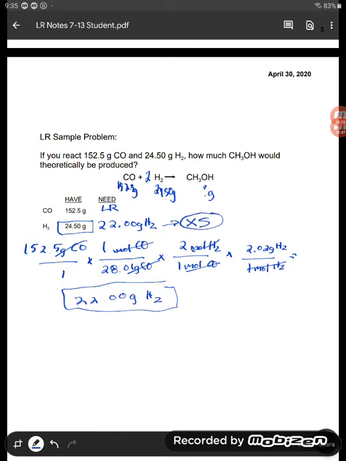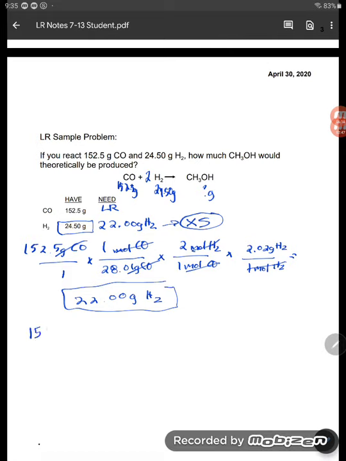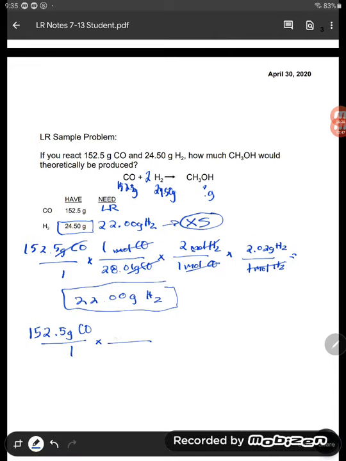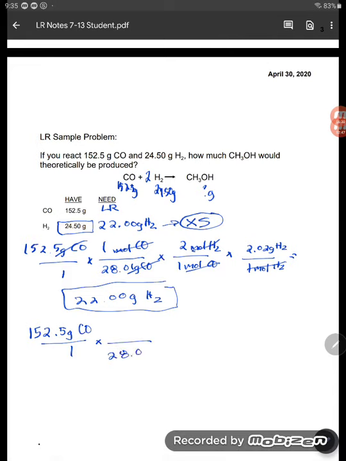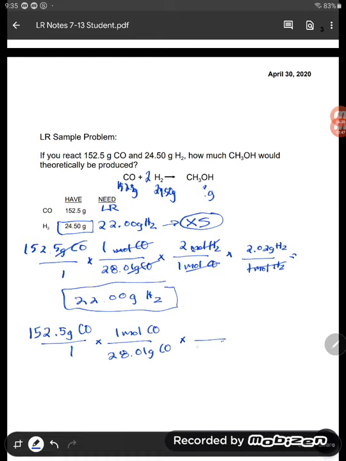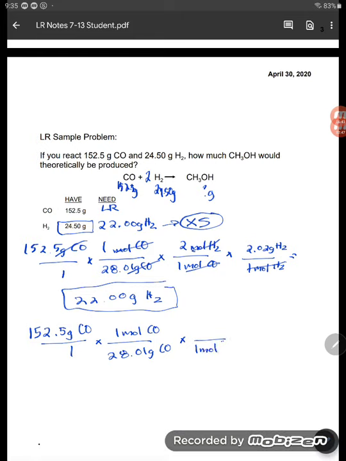To figure out then how much would theoretically be produced, we always do the math with our limiting reactant. Once we find out the excess, we very rarely use that number. So we're going to set up another stoichiometry problem in order to convert our limiting reactant to the product that we're searching for, the CH3OH.